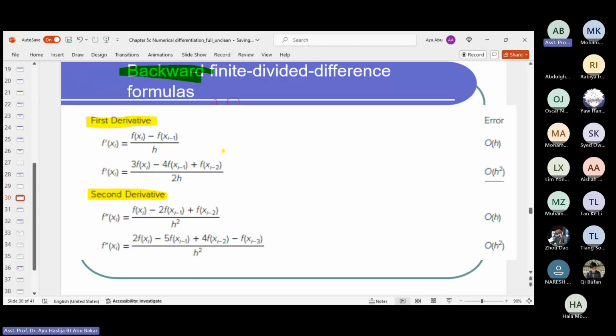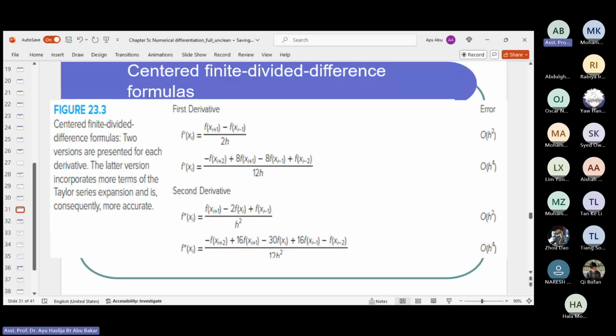Now take note, when you have second derivative, what are the infos that you require? x minus 1, x minus 2. If higher order for second derivative, you need up to x minus 3. For first derivative, higher order, you need this. Make sure you choose the correct equation.